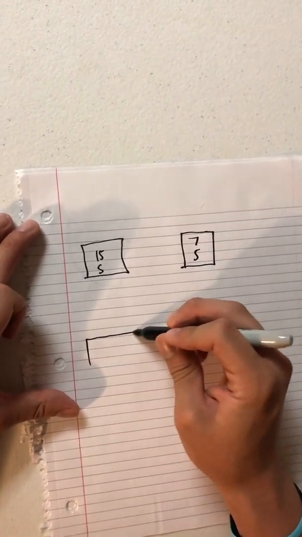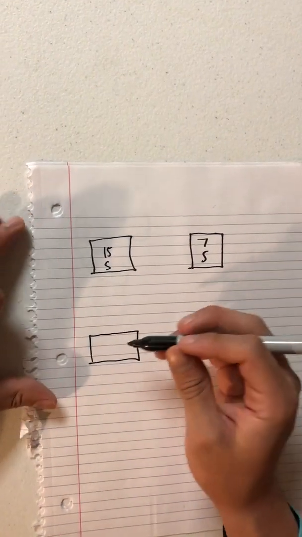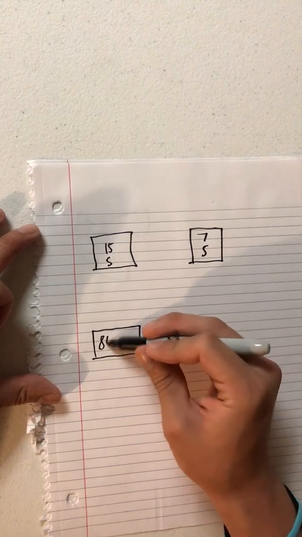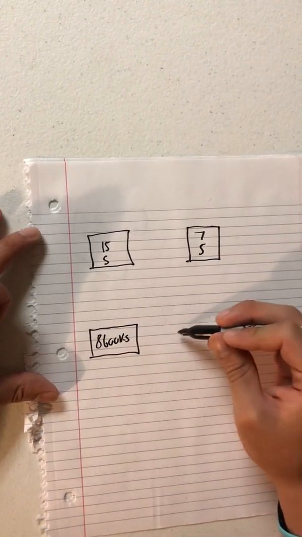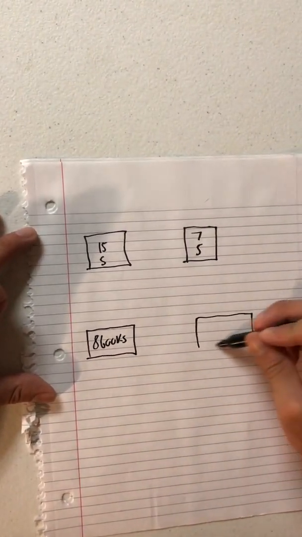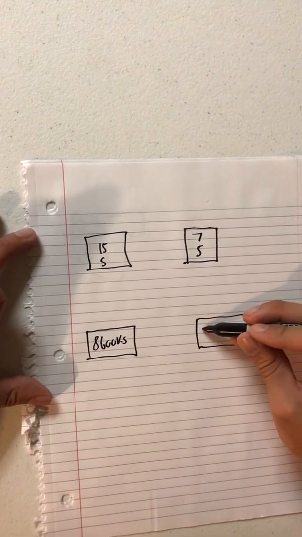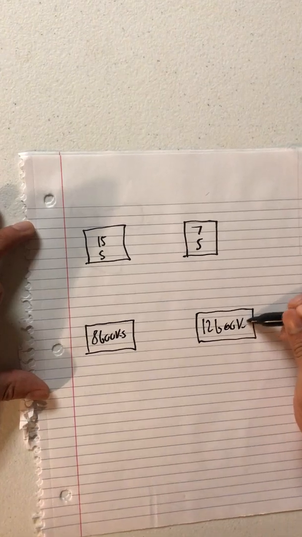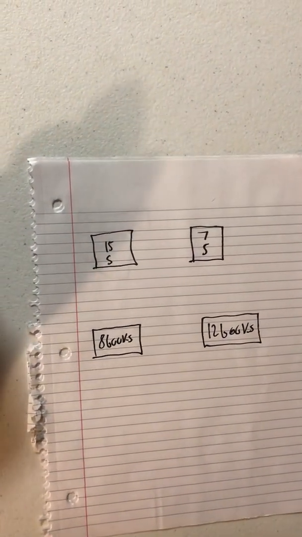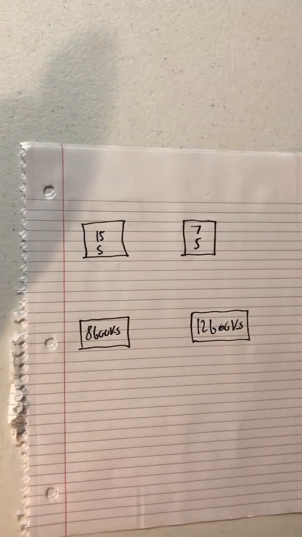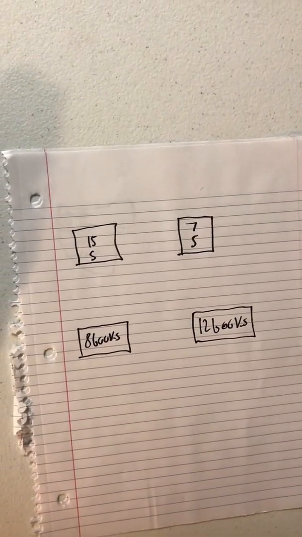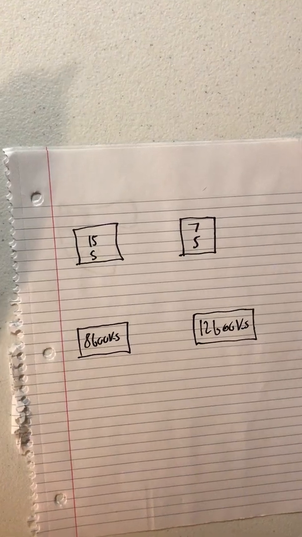Another example would be if you had a dresser, and this dresser can contain 8 books, and this other dresser can contain 12 books. Which one would you say has the greater capacity? Or for this instance, let's use which one holds the least amount within itself.